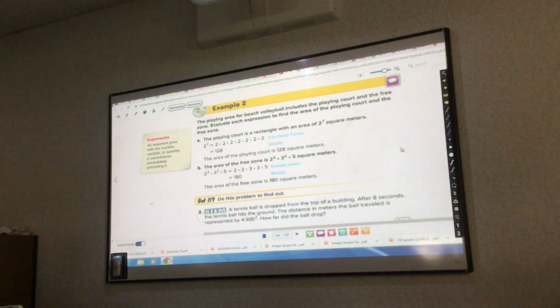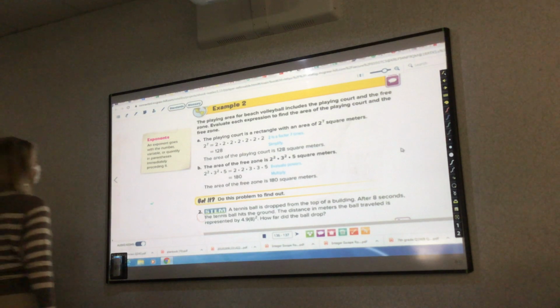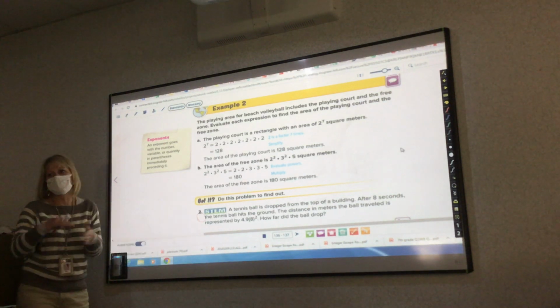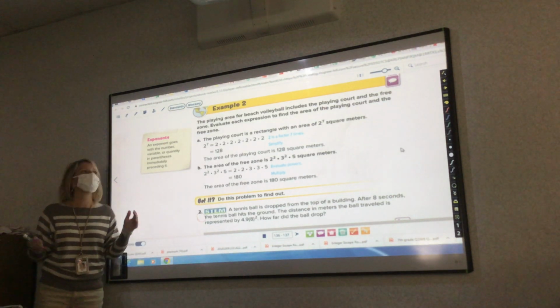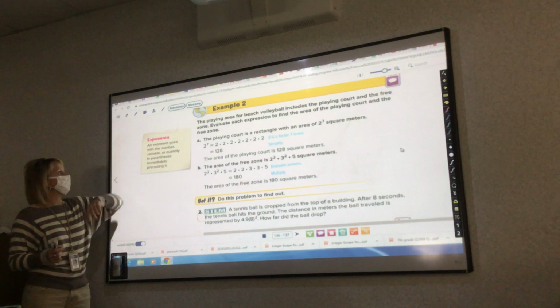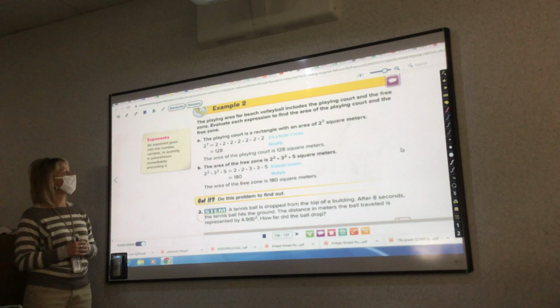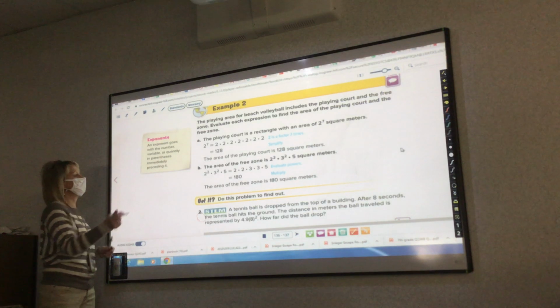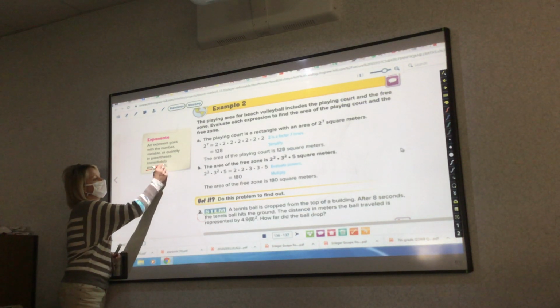Alright, before I go over that problem, I just remember there's one other thing I wanted to make sure I go over, and it's a vocabulary word that you're gonna see come up. It says an exponent goes with the number, variable, or quantity in parentheses immediately preceding it.